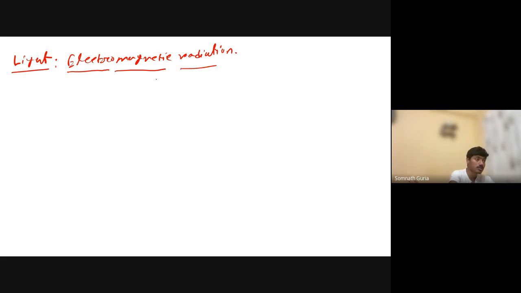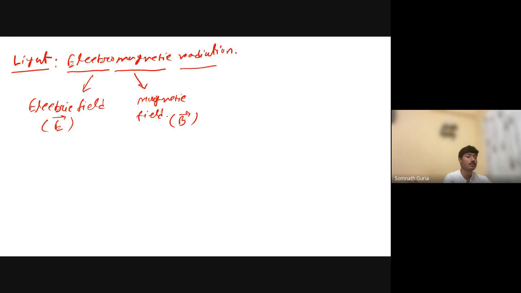So it is associated with two parts. One is the electric field, another is the magnetic field. This is called E, this is called B. In all these, the electric field and magnetic field are actually oscillating perpendicular to each other.